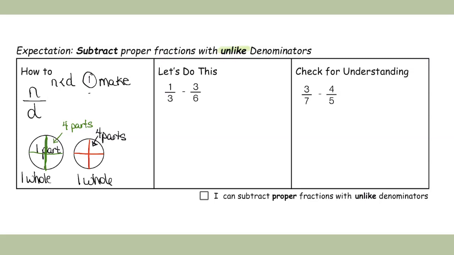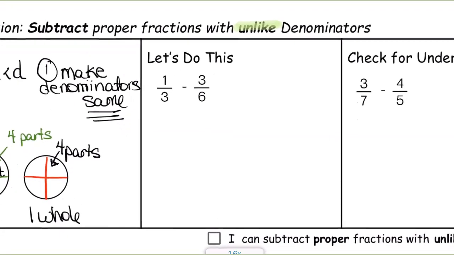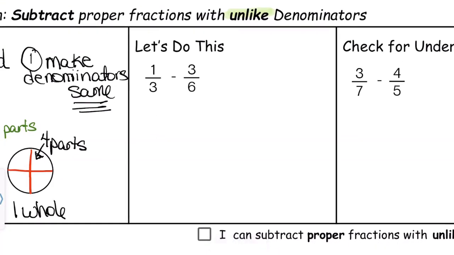So let's write that down. Make denominators the same. And then we're just going to subtract our proper fractions exactly like we know how to do. So let's jump in and try it out. Here we have a denominator of 3, and here we have a denominator of 6.